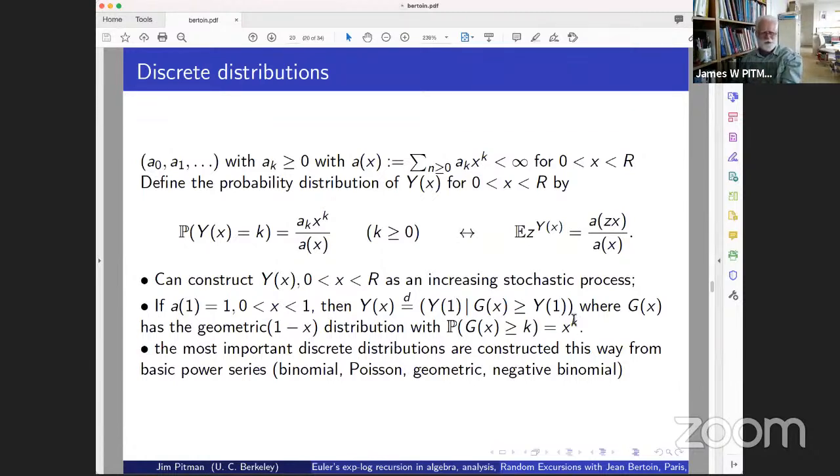So this method of introducing an independent geometric variable to interpret the power series is surprisingly powerful, and lots of things acquire interpretations that way. And a general comment, basically all the fundamental discrete distributions are constructed this way from some basic power series.